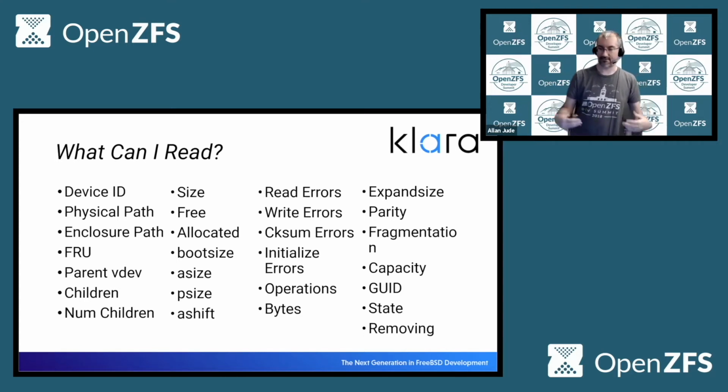but also the ashift of the device, how many read, write, or checksum errors or initialization errors, IOPS of each type, bytes read and written of each type, the expand size, the parity level, so you can query a random VDEV and find out if it's RAID Z3 or RAID Z1, how fragmented it is, how big it is, its current state, and whether it's in the process of being removed. Basically, anything that's kept track of in the VDEV is now added as a property so that you can inspect it easily.